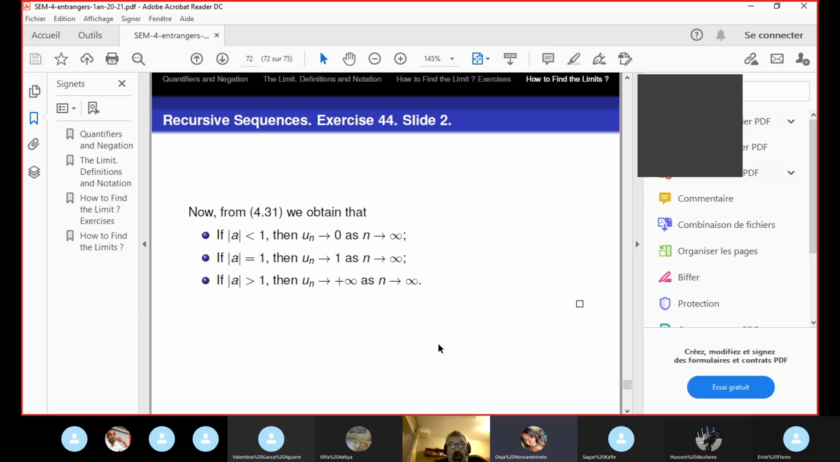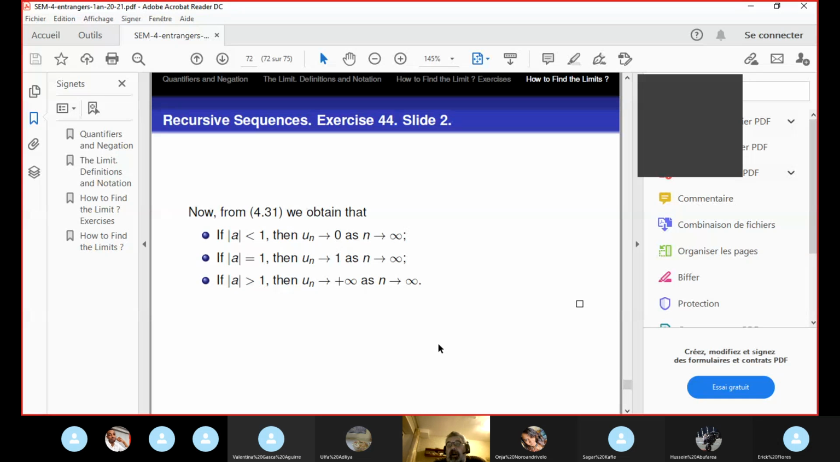Yes. So as for the first statement, there is no problem. Then if I take that the absolute value of a is 1, then u sub n goes to 1 as n goes to infinity. Here, the question, is it clear or not? Yes, clear.